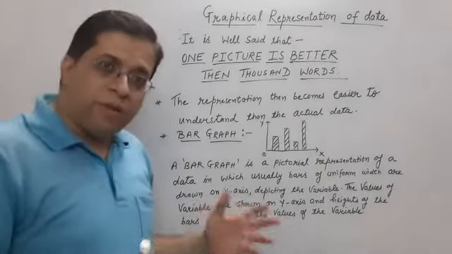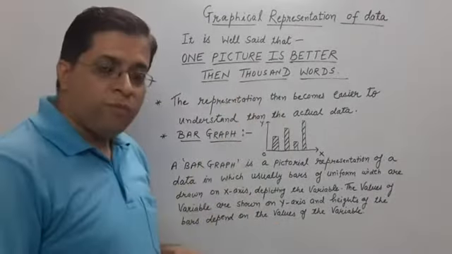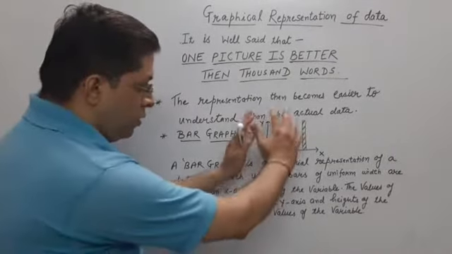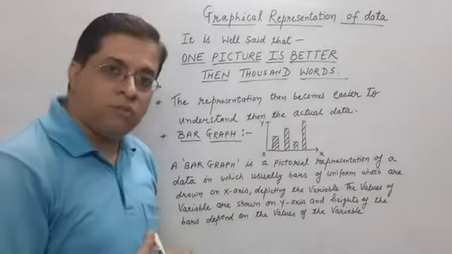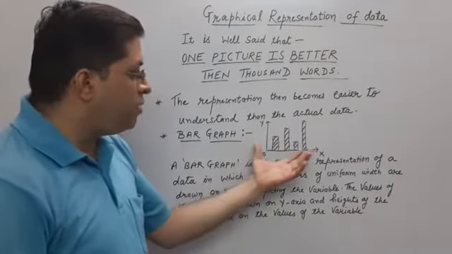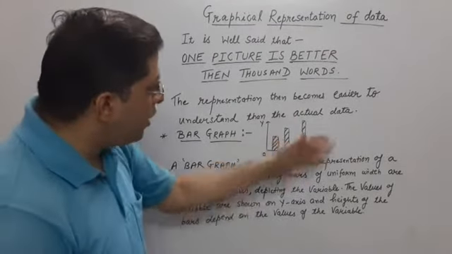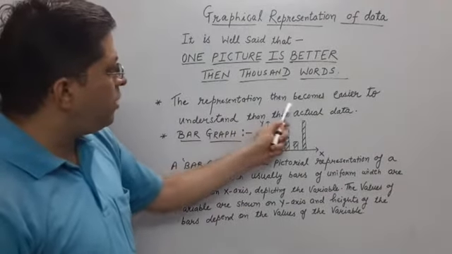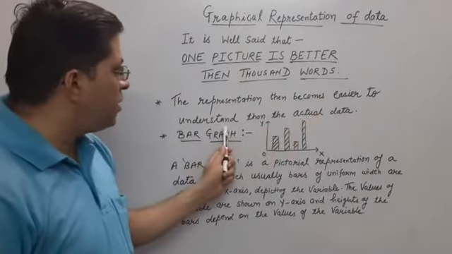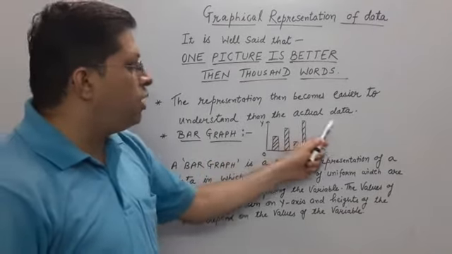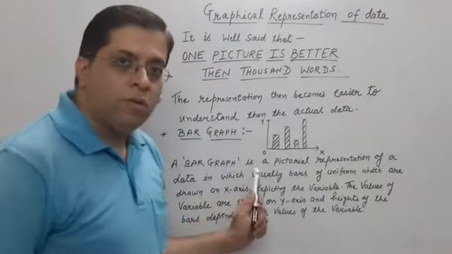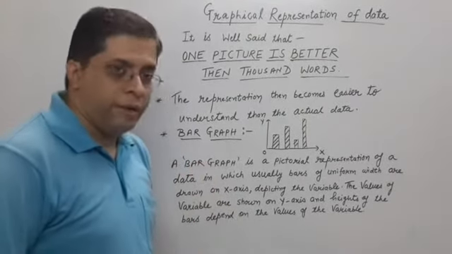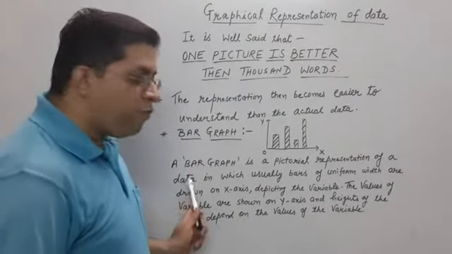By representing any graph like this, the graph represents the actual information of the given situation. What data are we representing here? We can get it easily. The representation then becomes easier to understand than the actual data. Now, in our course, the bar graph is included. What is a bar graph?